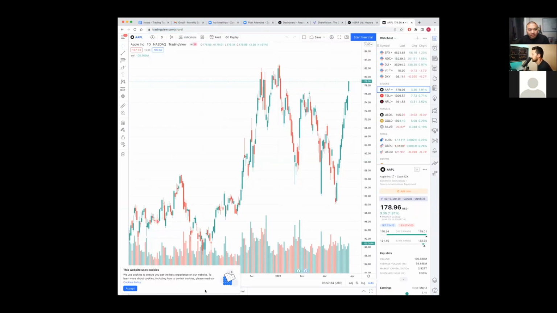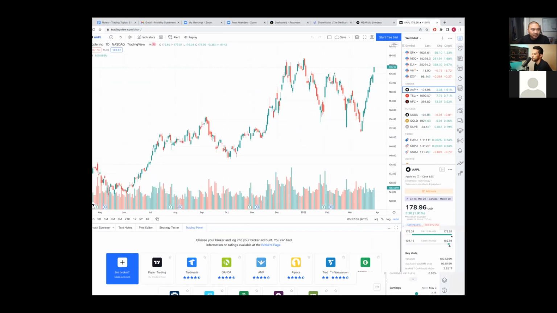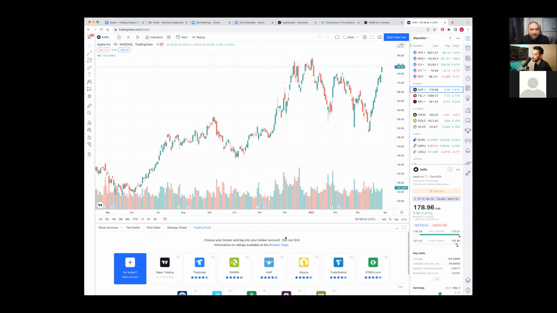So where was that thing? Bottom left, like bottom area. That's at least where I saw it. Trading panel, paper trading. There it is. You hit trading panel and you hit paper trading, and then you could open up an account. Maybe I gotta log in. So I guess you gotta log in first. You gotta create a trial with TradingView, and then I think that option should be available. I know I did it before.